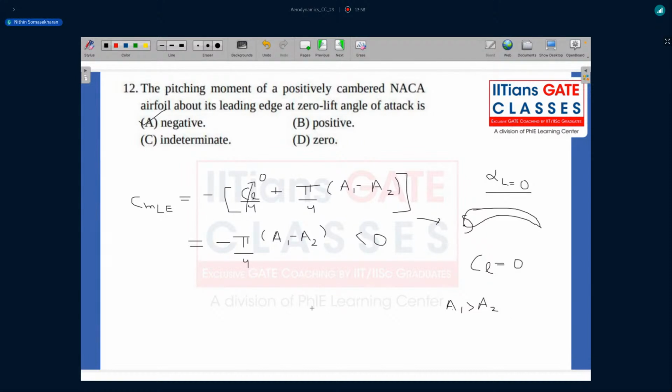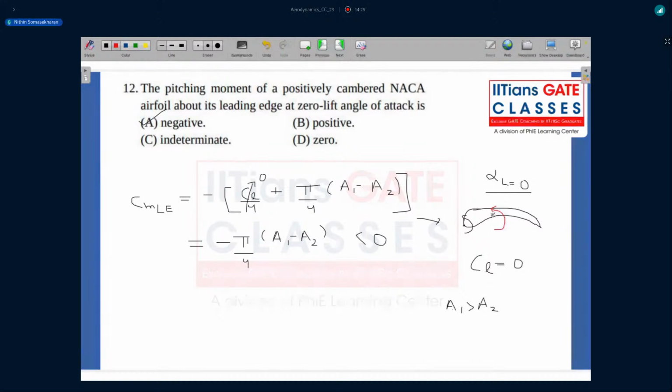And the other way of looking at it is, let's say you take the moment at the quarter chord, right? Or the aerodynamic center for that matter. So we know that a cambered airfoil will have some inherent moment at the aerodynamic center, and it's usually a negative moment, right? It's a pitching down kind of moment, typically for a positively cambered airfoil. All right. Now you are in a scenario.